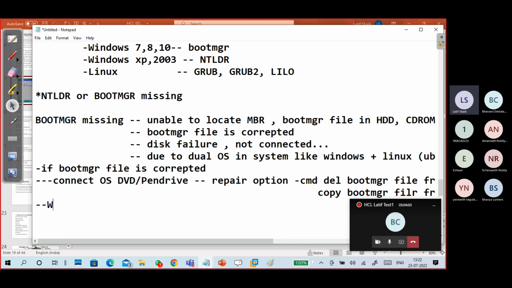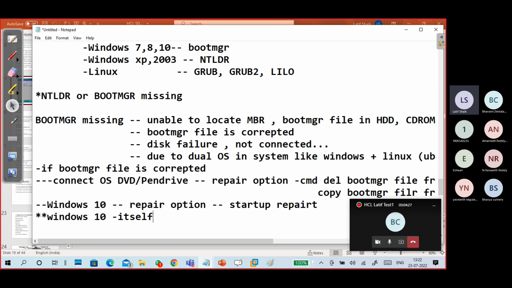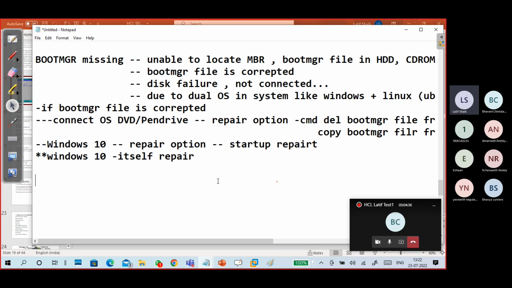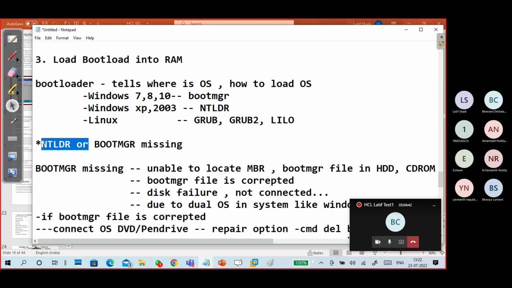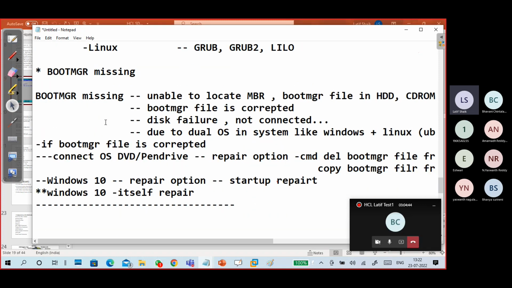Next one is in Windows 10. If you got that problem in Windows 10, directly go to the repair option. In there, startup repair. Guys, remember one important point about Windows 10: it contains a self-repair call. So no need to troubleshoot much. That's why these things are a very old part. NTLDR missing, boot MGR missing, these are very old kind of stuff.